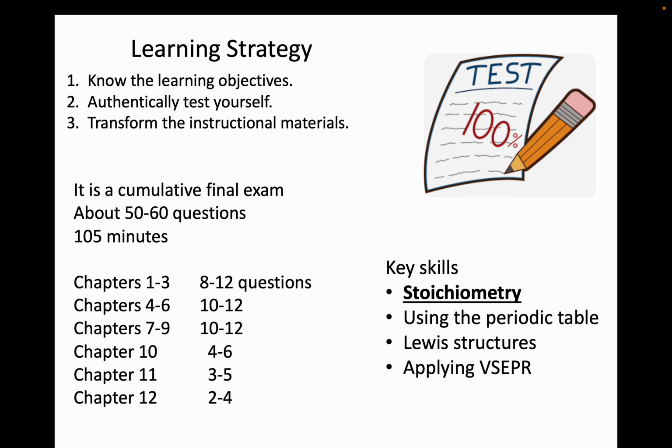If I think about key skills that will lead to success on the final, number one would be stoichiometry. We saw stoichiometry introduced in chapter 3. Then we used it in chapter 4 with solutions. We connected it to energy in chapter 5. We connected it to gases in chapter 10. Stoichiometry, really important skill that you need to have to do well on the final exam.